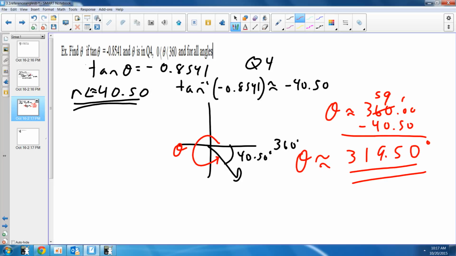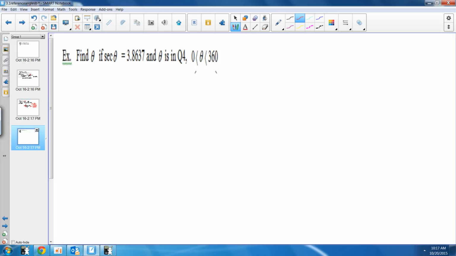I'm going to leave the for all angles on the tangent because it's a little bit different, and we'll wait on that one for later and get back to this. One more type of question, last question. Find theta if secant theta is equal to 3.8637, and we're talking about quadrant 4.